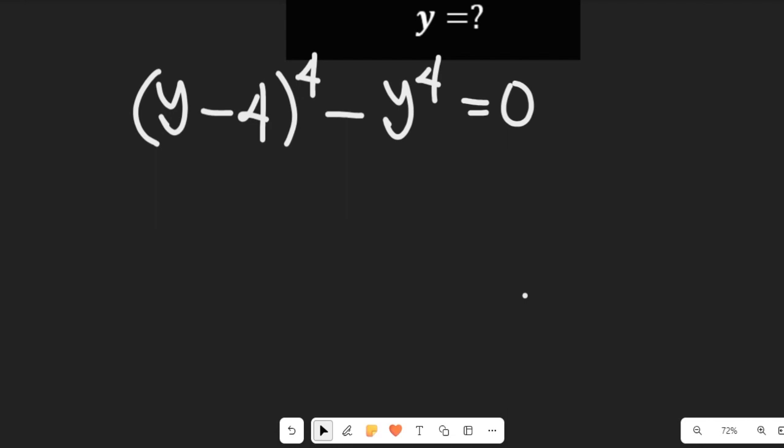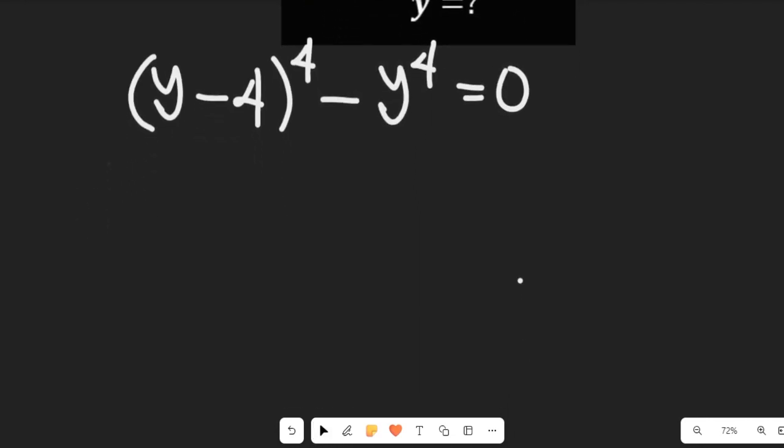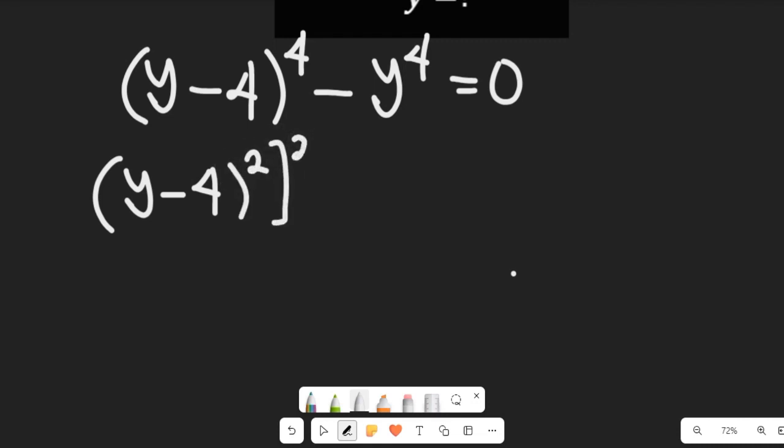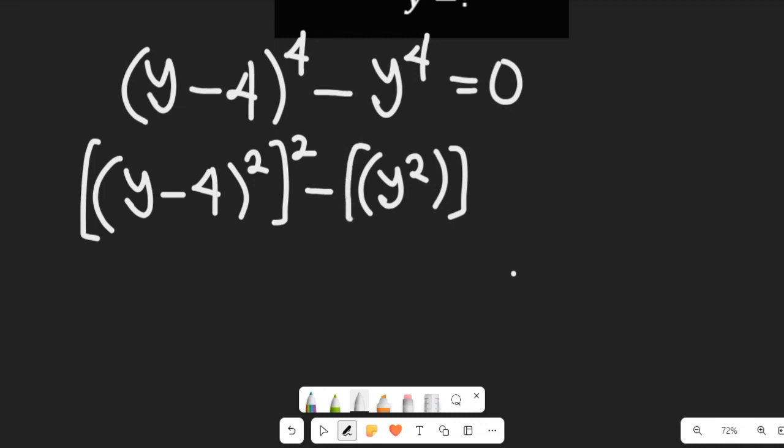What I'm going to do is look for a way of getting the expression to a difference of two squares. So I'm going to have (y - 4)^2 all squared, minus (y^2) squared, and this will be equal to 0. So this is more of a difference of two squares.